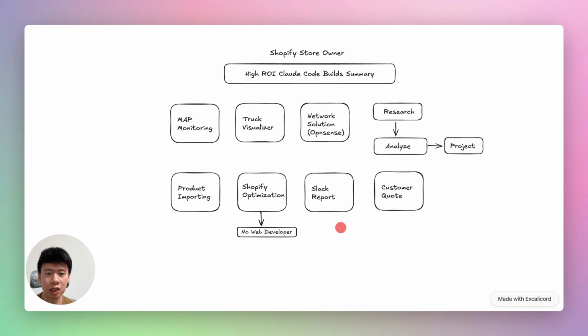And the Slack report is an automation. Every day, Codex or Claude Code goes through our data, whether it's on Shopify, Google Ads, or Facebook Ads, and sends us a daily report, and sometimes a weekly report of the competition. That's also very helpful for gaining insights into this market.